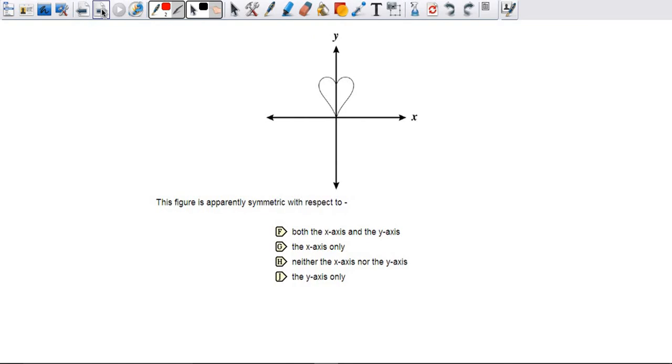So let's try a couple problems here. It says, this figure is apparently symmetric with respect to. If you see the image here, you have a heart, right? The line that cuts that in half would be the y-axis, right? So if we're asking what it's apparently symmetric to, it would be the y-axis only. All right?